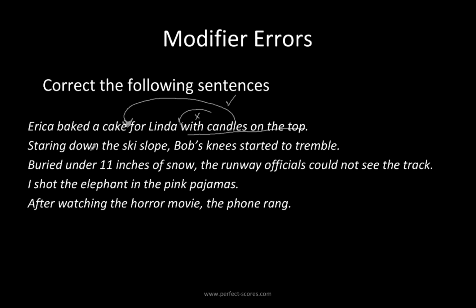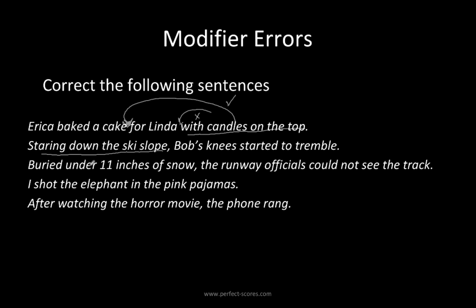The second, staring down the ski slope, Bob's knees started to tremble. Now clearly, the first part is a modifier, but who was staring down the ski slope? It wasn't the knees, it was Bob. So you will mention that while Bob was staring down the ski slope, his knees started to tremble.